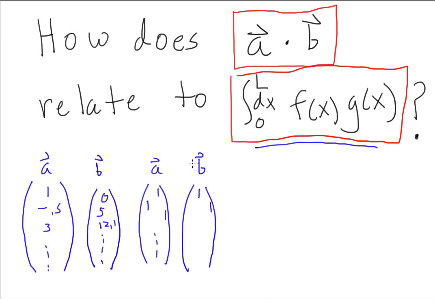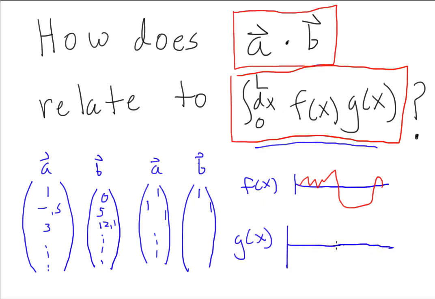And so this makes it a little bit more obvious how we can represent f of x and g of x on this interval 0 to L. Because f of x probably looks something like this. It's some function on 0 to L, and maybe it does something crazy. And g of x is probably something similar. Maybe g of x is a little bit more smooth.